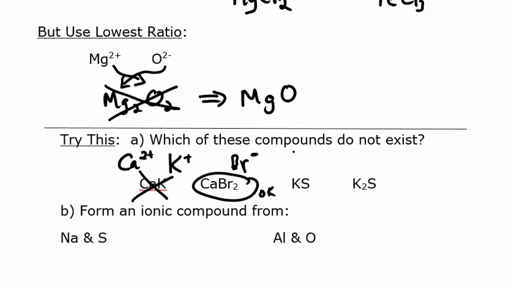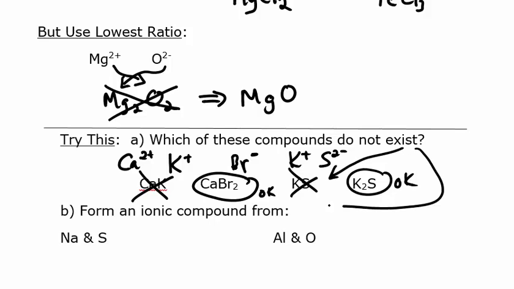K and S. Okay, potassium we said was plus. Sulfur we said was 2 minus. Put those together, it will not be a 1-to-1 ratio. You'd crisscross them. So that one also does not exist. And instead you would get K2S, crisscross the 2 and the 1, and you would get this. Okay, so this one's okay. So do not exist would be the first one and the third one.